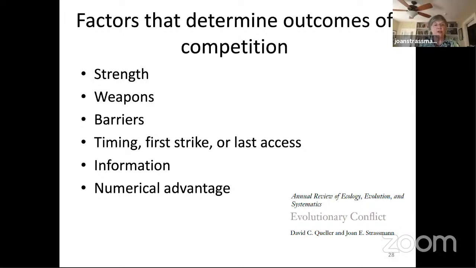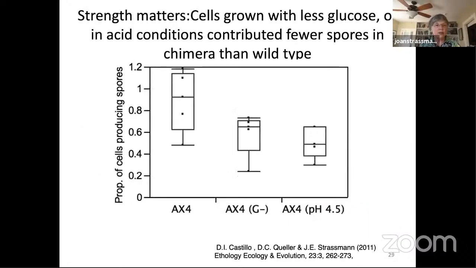And some of these we were perfectly capable of testing in Dictyostelium discoideum. So we first looked at sickness. Here we're taking a genetically uniform background, a clone that's commonly used by cell biologists. We simply mixed it with labeled clone mates that were grown up with little sugar or in a pH that was more acid than they really liked. We found that these stressed out, starved cells did contribute fewer spores in chimera than did the wild type. So strength and condition do matter.